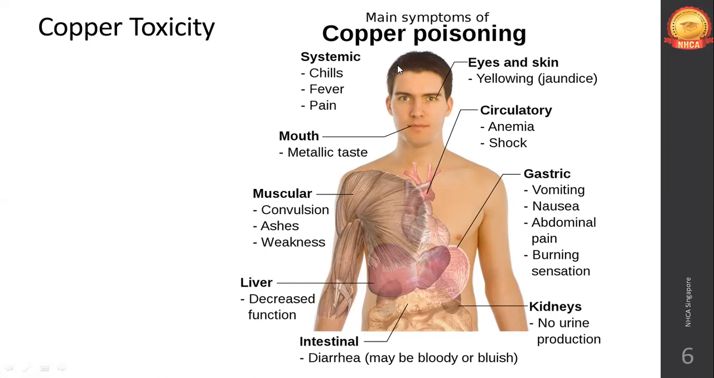Why jaundice? How is jaundice happening in copper toxicity? Any guesses? If you remember the absorption slide, any guesses how the liver is involved?